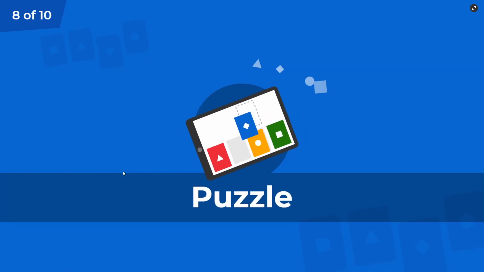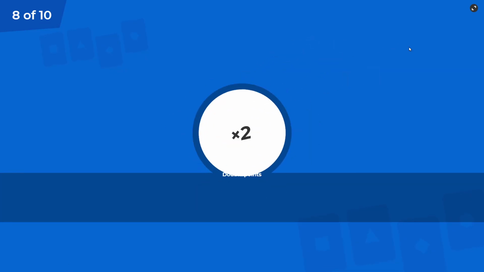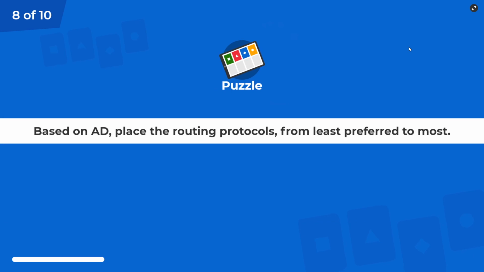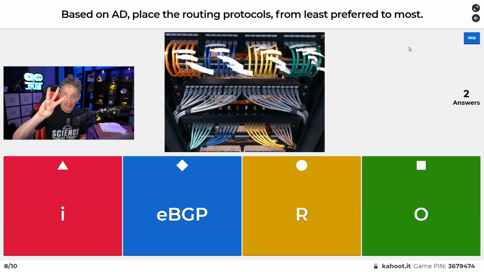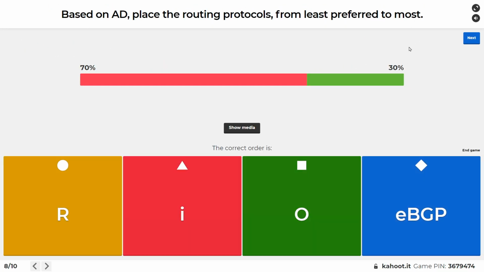All right, we'll click on resume. And here is question 8 of 10. It's a puzzle. I love puzzles. Based on administrative distance, place the routing protocols from the least preferred to the most preferred. This is similar to the other one, but not exactly the same, so be careful. All right, a little room for improvement, but that's exactly why we're here.